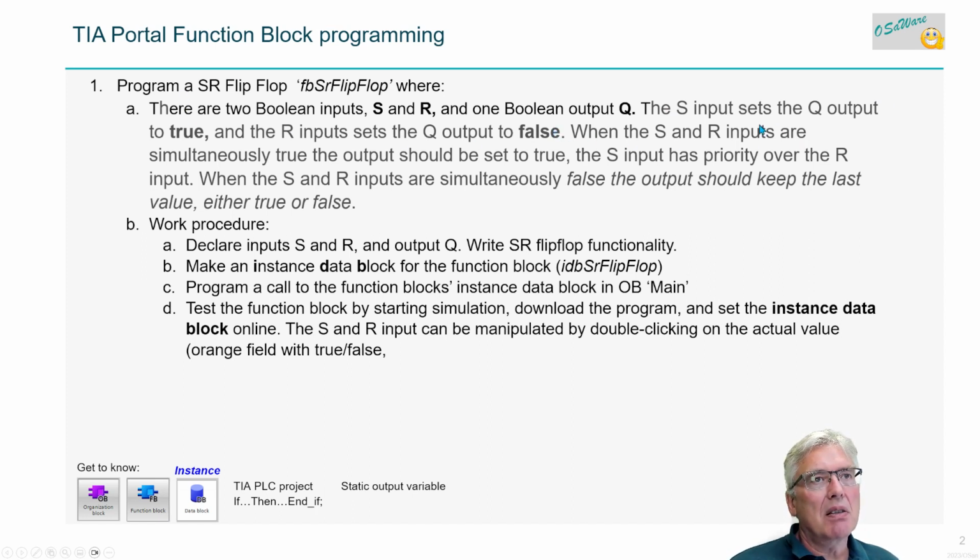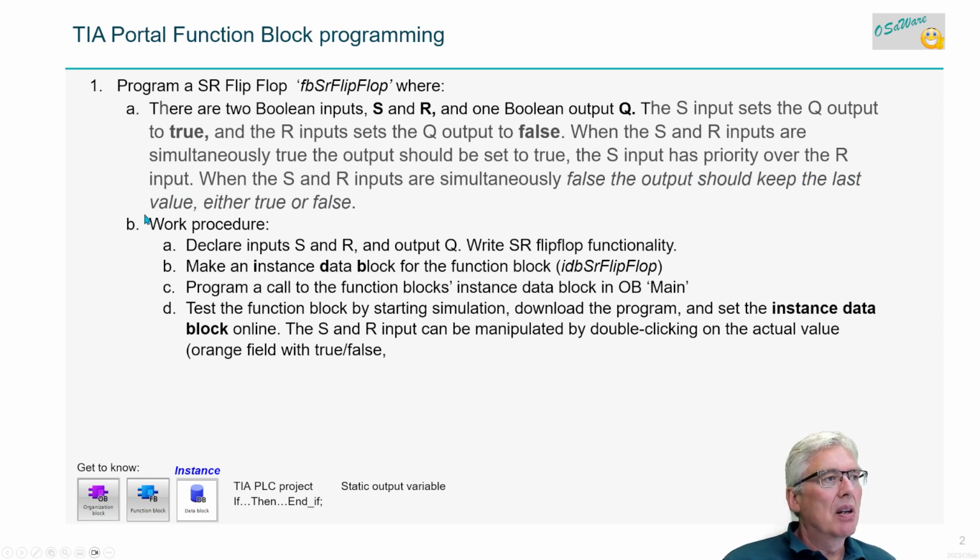The S input sets the Q output to true and R resets it to false. When the S and R inputs are simultaneously true, the output should be set to true, because S says that the set has priority. If it was R with priority, the flip-flop would be called an RS flip-flop, whatever. When S and R inputs are simultaneously false, the output should be kept. The output should keep the last value, true or false, depending upon whether it was set or reset.